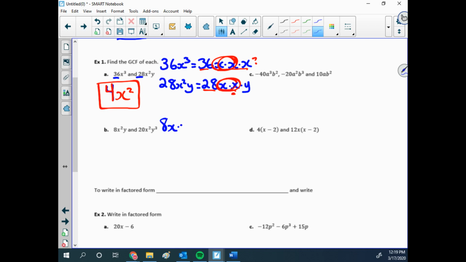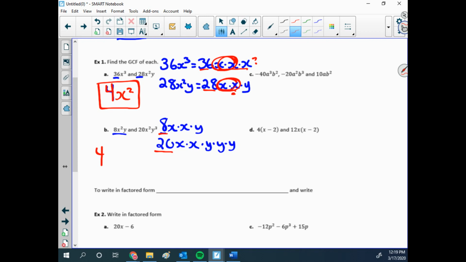8x times x times y, because this is 8x squared y, and 20x squared y cubed, so there are 2 x's and 3 y's. When I'm going to find the greatest common factor, the first thing I'll do is look at my coefficients. My coefficients here are 20 and 8. 8 doesn't go into 20, 10 doesn't go into both of those numbers, 5 doesn't, so my next possible number is 4. So numerically, the greatest common factor between 8 and 20 is 4.